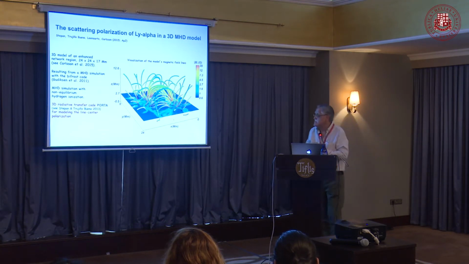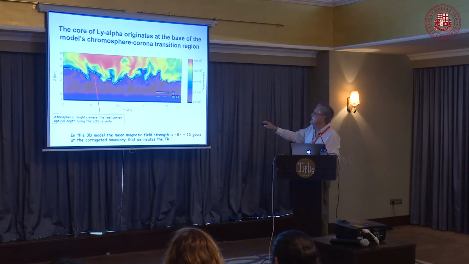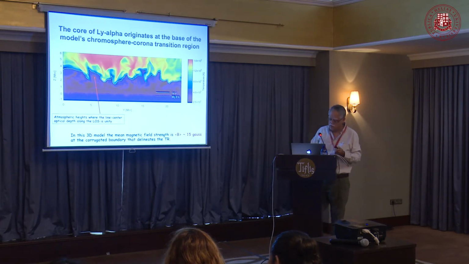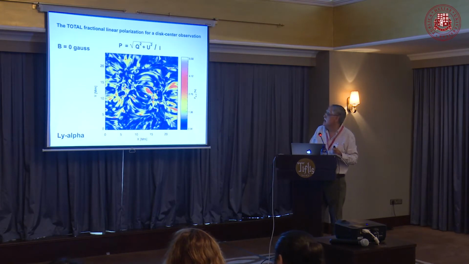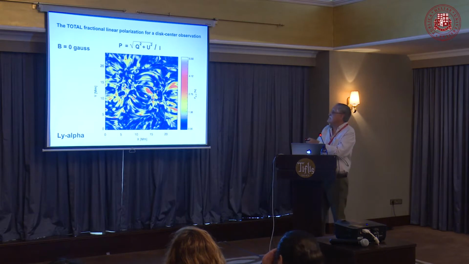Okay? And now, what we are doing is numerical experiments in this 3D model that Matt Carlsson was showing us yesterday, applying the PORTA code, which is suitable for estimating the original underlying signals. The mean field strength in this model is around 15 Gauss, when you average along the corrugated surface that delineates the transition region. And this is what happens for an observation at disk center when you assume that there is no magnetic field in the model. You get this amplitude at the line center for the total linear polarization.